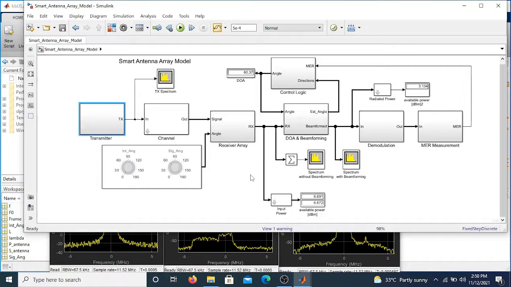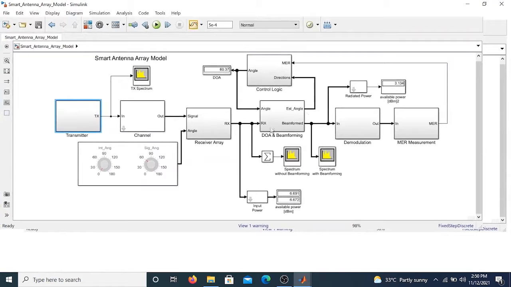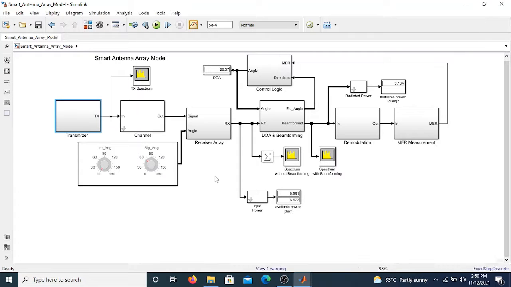This is the second part of the simulation for the demonstration of the project. Basically, we have the adaptive antenna array designed in Simulink. On the far left, we have the transmitter, which generates a pulse that is required for our signal to be parameterized with the proper values or parameters.